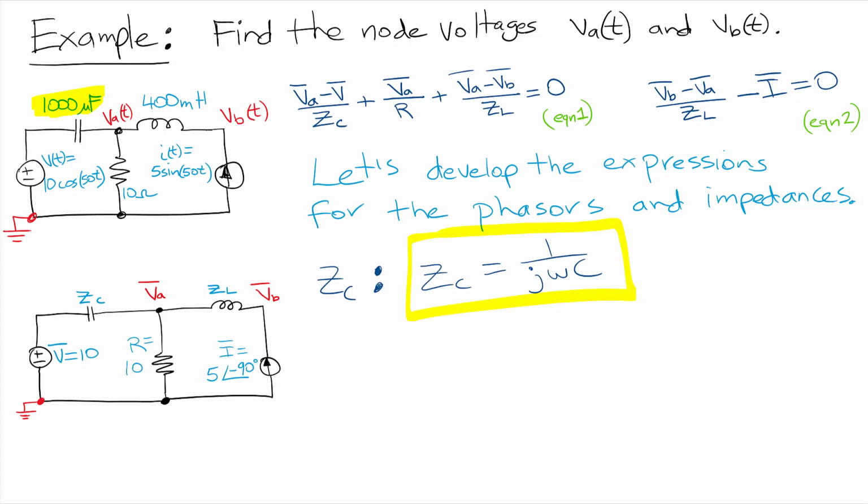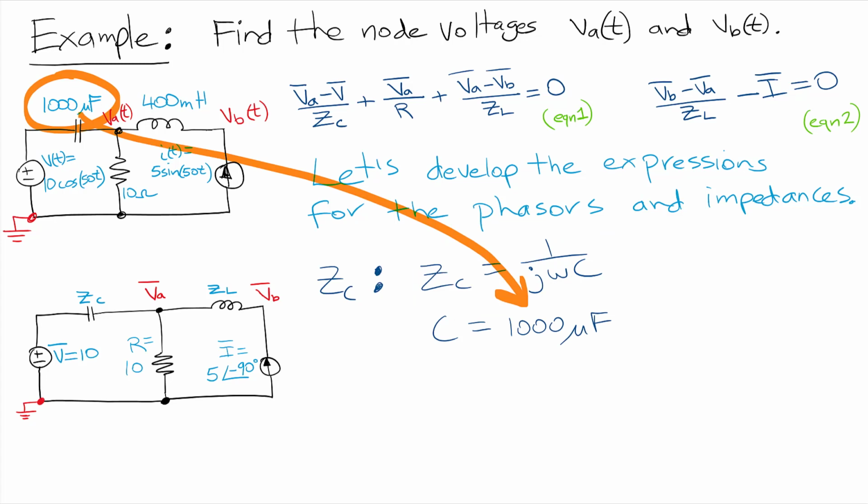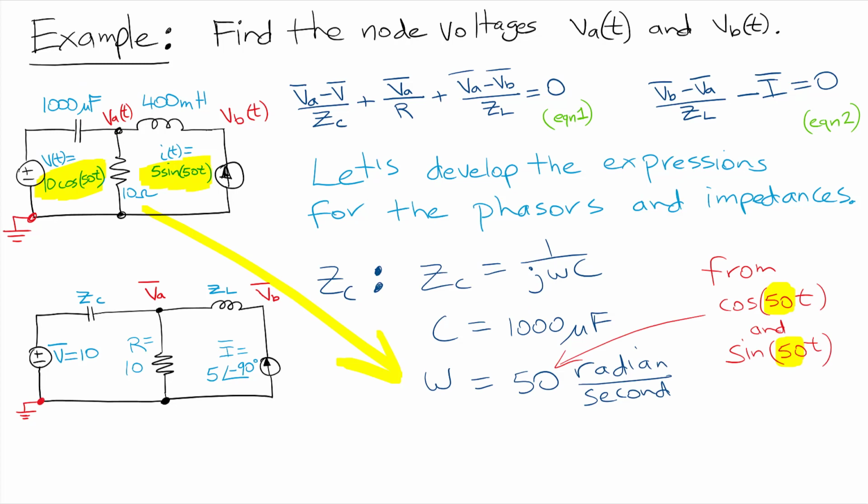So we know the capacitance is 1,000 microfarads. We know omega as well, don't we? So let's start with the capacitor, that's 1,000 microfarads. And then we know omega, which is 50 radians per second, and it comes from the expression 10 cos 50t, and also from 5 sine 50t. Note that both have the same frequency, 50.